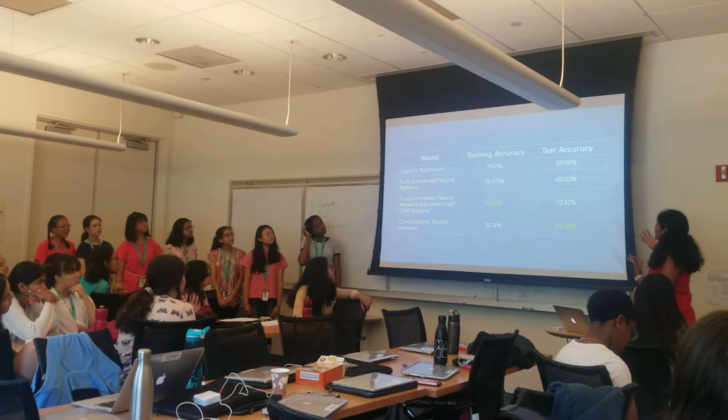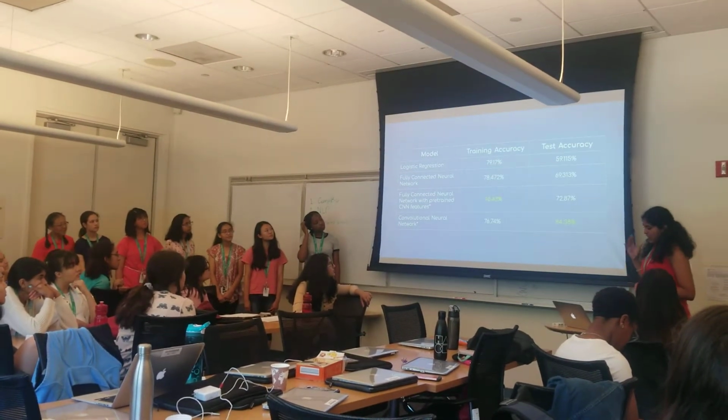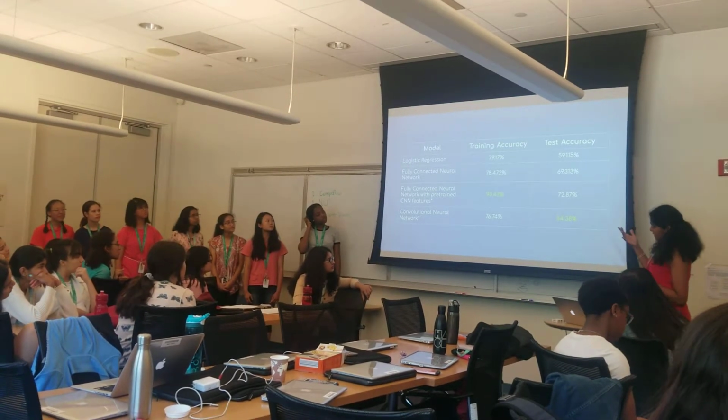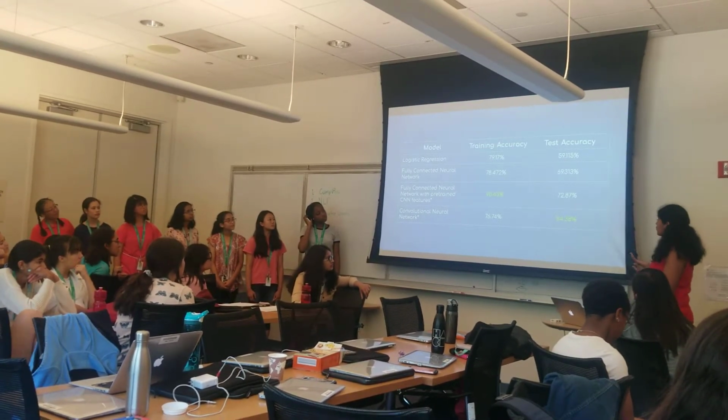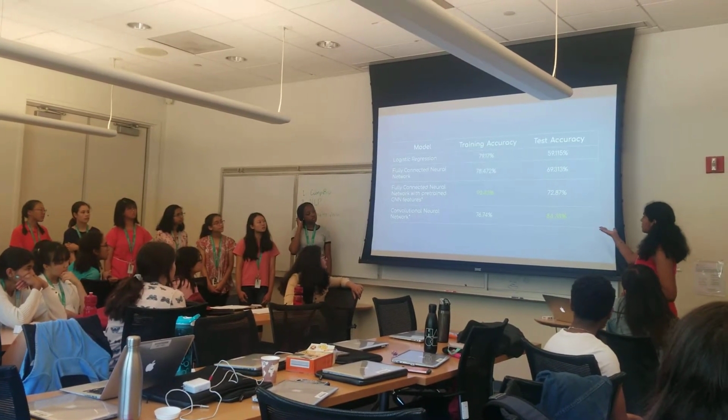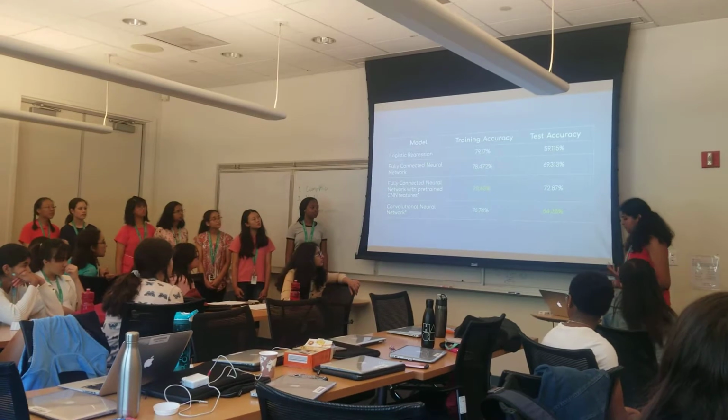So going back again to our results, we were able to figure out that a fully connected neural network was best able to overfit the data. However, the convolutional neural network that we trained from the raw images performed the best on the test set with an accuracy of around 84%.